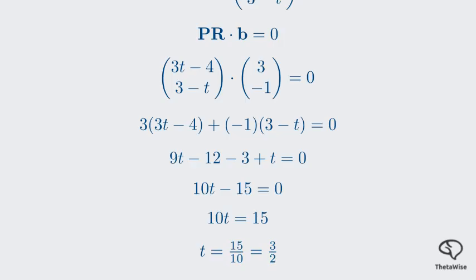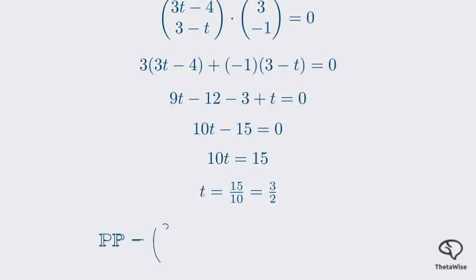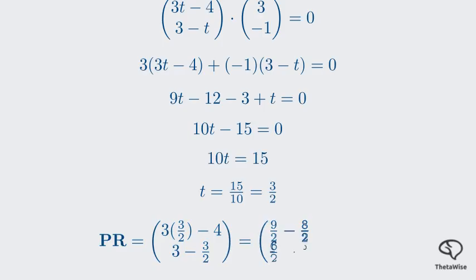Now we can find the vector PR. We substitute t equals 3 halves back into our expression for PR. PR is 3 times 3 halves minus 4 for the x component, and 3 minus 3 halves for the y component. 9 halves minus 4 is 1 half, and 3 minus 3 halves is also 3 halves. So the vector PR is (1/2, 3/2).